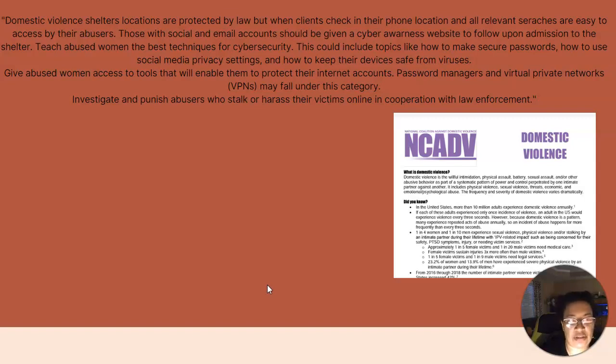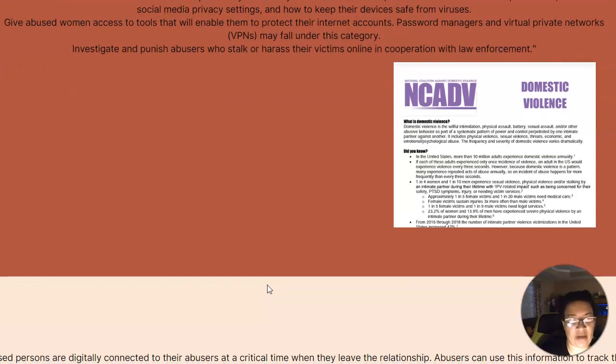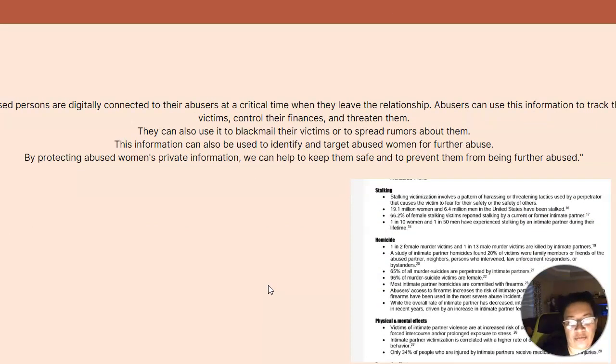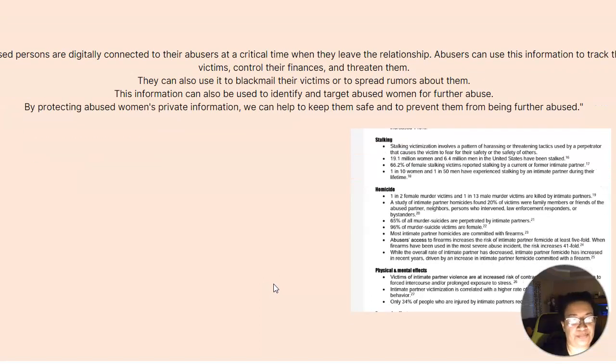Domestic violence shelter locations are protected by law, but when clients check in, their phone location and all relevant searches are easy for abusers to access. Those with social and email accounts should be given a cyber awareness website to follow upon admission to the shelter. It should teach abused women the best techniques for cybersecurity. This could include topics like how to make secure passwords, how to use social media privacy settings, and how to keep their devices safe from viruses. The abuser can blackmail their victims and spread rumors about them.